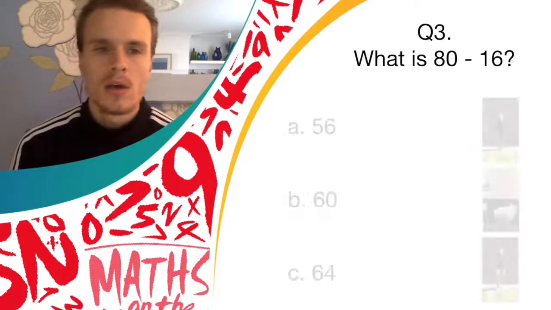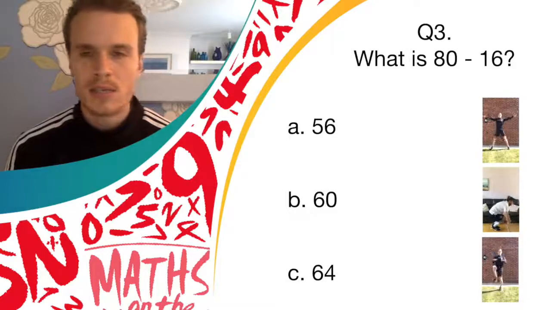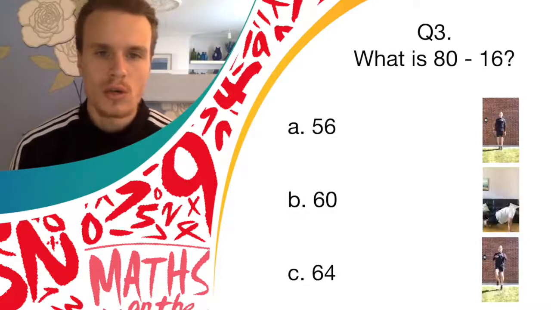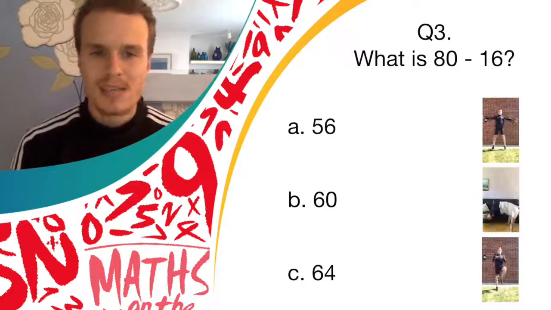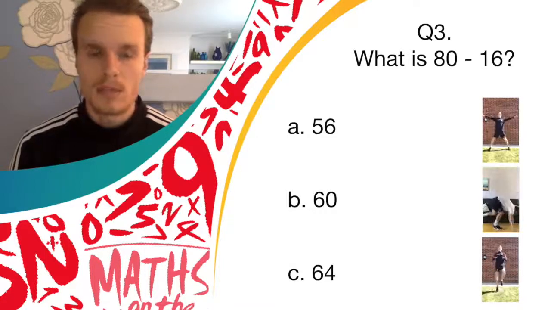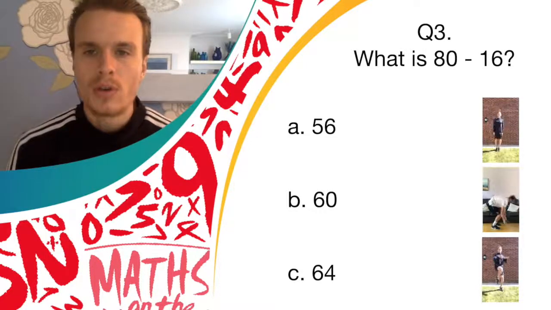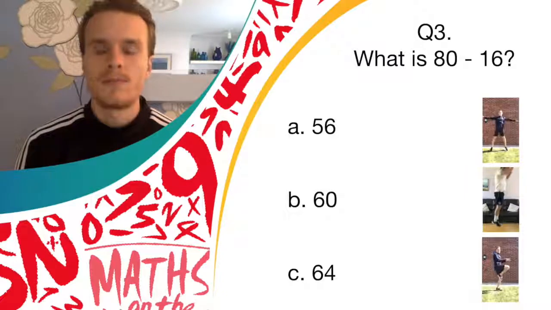Okay, so answer A is 56. And if you think that's the answer, you should do star jumps. If you think it's B, 60, you should do burpees, and if you think it's C, 64, you should do high knees. So get going now.